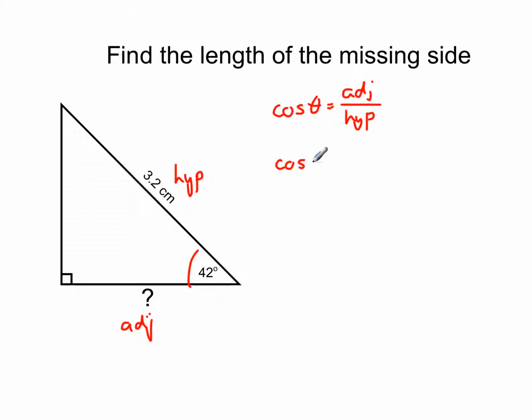So cosine of 42 will equal, adjacent is our unknown, and hypotenuse is 3.2. So just like before, we're solving for one unknown variable. This is just a number, this is just a number. So we can rearrange, multiply both sides by 3.2.